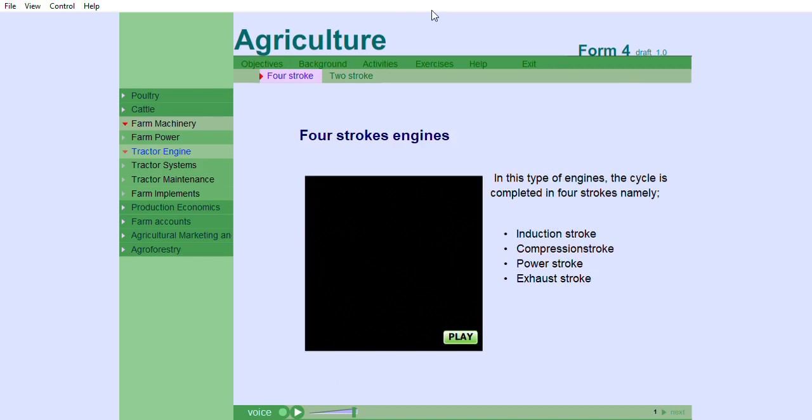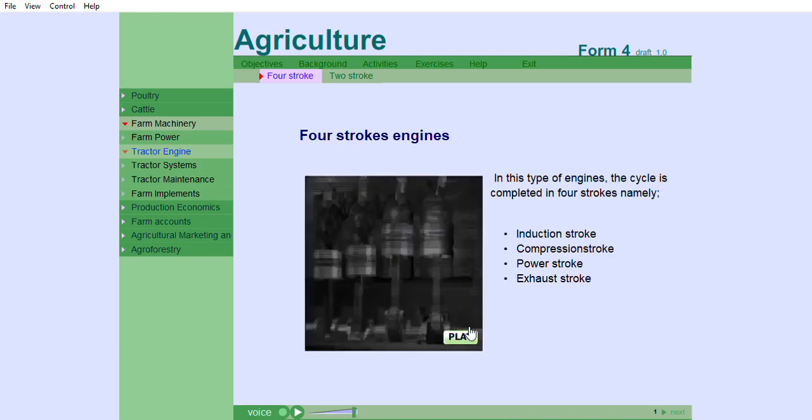4 strokes. In this type of engine, the cycle is completed in 4 strokes, namely induction stroke, compression stroke, power stroke, and exhaust stroke.